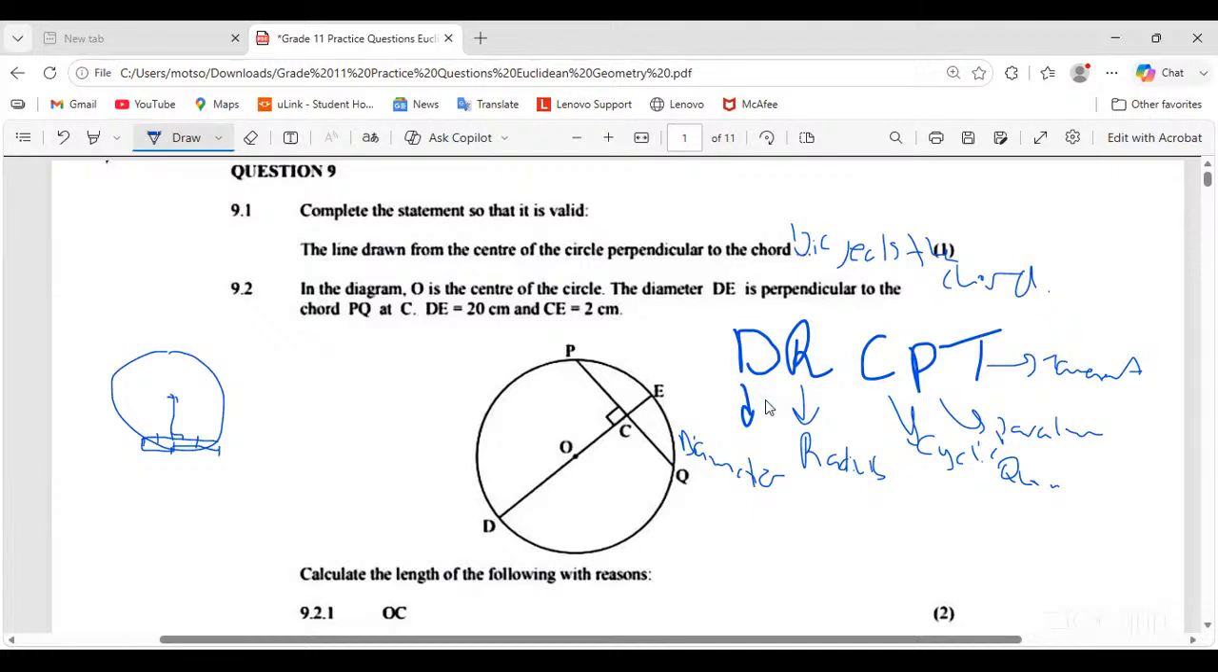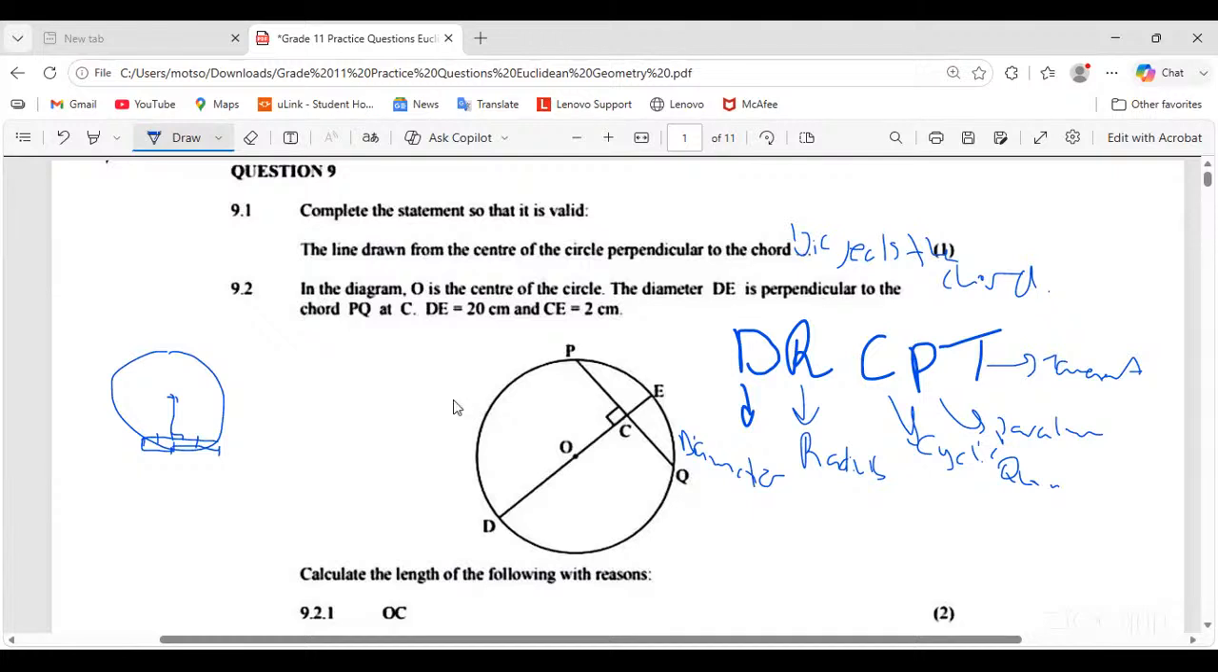They are saying to us, in the diagram, O is the center of the circle. Where is the diagram? Oh, here is the diagram. O is the center of the circle. DE is the diameter, and we can see that D is on the circumference, E is on the circumference as well, and our line passes through the center. Therefore, indeed, DE is the diameter, and DE is perpendicular to the chord PQ.